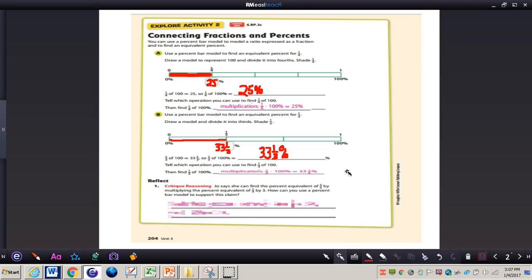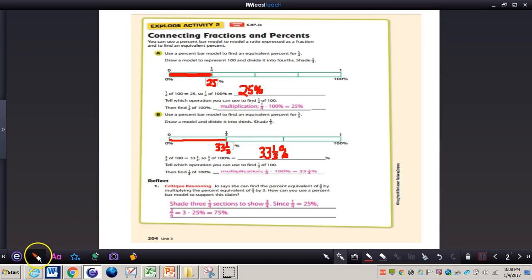So let's take a look at the reflect question at the bottom. It says Joe says she can find the percent equivalent of 3/4 by multiplying the percent equivalent of 1/4 by 3. How can you use a percent bar to support this claim? Okay, so what we can see here, it said shade 3 1/4 sections to show 3/4. And then since 1/4 equals 25%, 3/4 equals 3 times 25% equaling 75%.